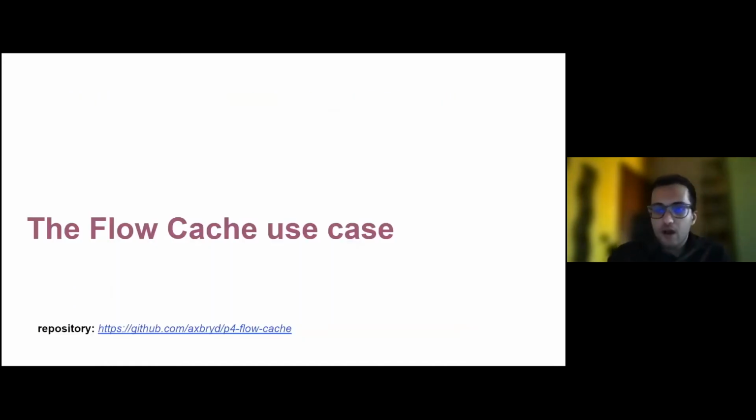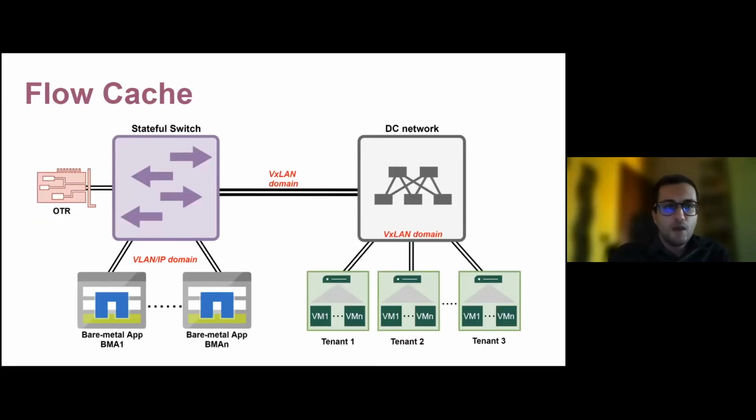Okay, now I will present the flow cache use case, and this use case can be found in the repository displayed here at the bottom. The flow cache use case implements a flow caching mechanism so that the stateful switch can handle directly in the data plane the encapsulation of top talker flows.